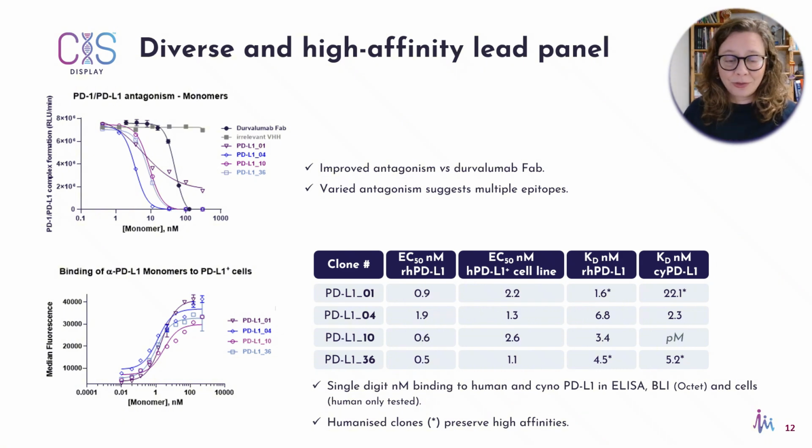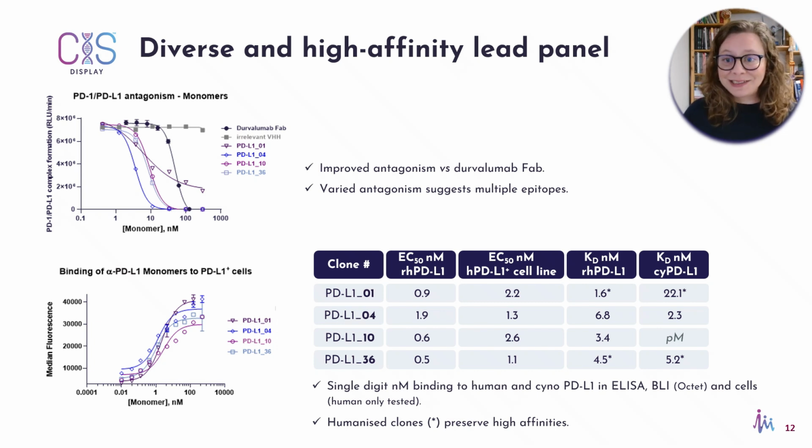Something that we can also do at Isogenica is to humanize these llama VHHs, because there are fixed framework scaffolds. We know very well what changes can be made without affecting the functionality of these hits. And this is what you can see here. So for example, for clones 1 and 36, this asterisk means that when we measured KD for human and cyno, actually this was done in the humanized version of the primary hits.